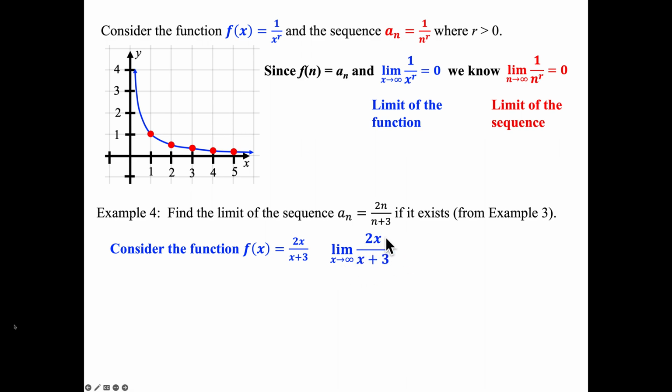By using L'Hopital's rule, you take the derivative of the top and the derivative of the bottom, because as it stands, going to infinity for both x's gives me an indeterminate form, infinity over infinity. So that tells us to use L'Hopital's rule. Taking the derivative, you get 2 over 1. Therefore, now the limit as x approaches infinity of a constant value 2 is 2. And therefore, it converges.